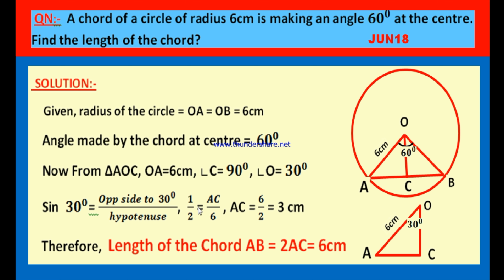Therefore, sin 30, 1 by 2 is equal to AC by 6, or AC is equal to, take this 6 other side, it is 6 by 2. 6 by 2 is 3 centimeters. Now AC is equal to 3 centimeters, but C is the midpoint of AB. Therefore, BC is also 3 centimeters. Therefore, the length of the chord AB is equal to 2 times AC. That is 2 into 3 is 6 centimeters.